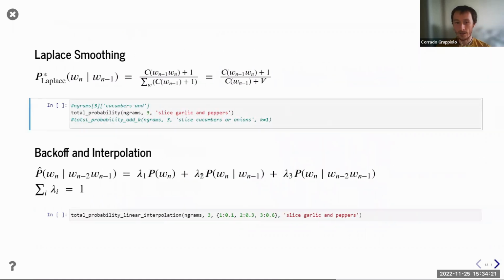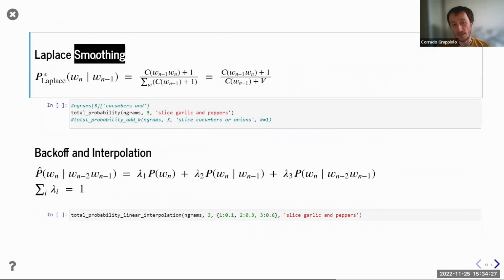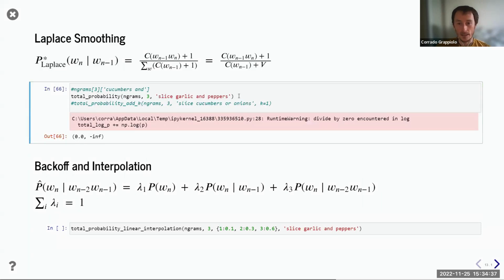So let's go and have a look at a few methods. Smoothing is a set of approaches that try to leave some room to calculate probabilities of co-occurrences that haven't been seen before. So you can see the example here. This second is the log probability, so forget about that. That's a quick approach to avoid overflow. So instead of calculating the product of all probabilities in a sequence, you calculate the sum of the log probabilities. But never mind that. So you can see that sliced garlic and peppers gives 0.